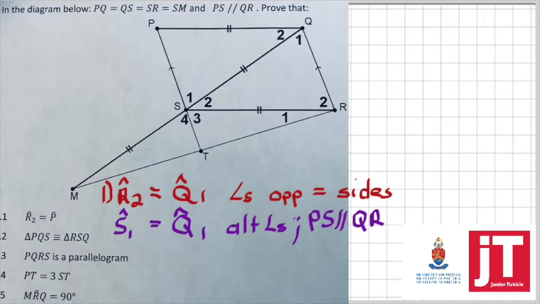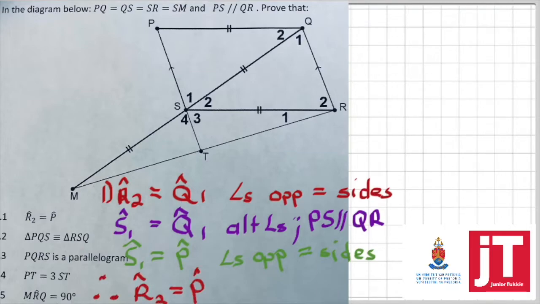I then make a conclusion and work in the last triangle, which is the triangle PQS. In that triangle, again, because of the marked sides which are equal, it follows that it's an isosceles triangle, and because it's isosceles, the angle P has to be equal to the angle S1. So my next statement, to formalize it, I'm going to say the angle S1 is equal to the angle P. The reason for that is angles opposite equal sides. Finally, I make a conclusion and say, therefore, the angle R2 is equal to P, which was the required proof.